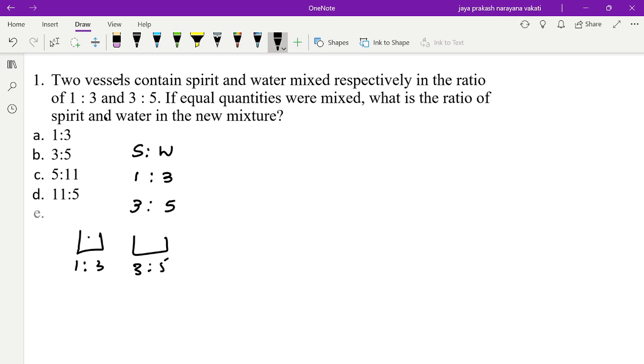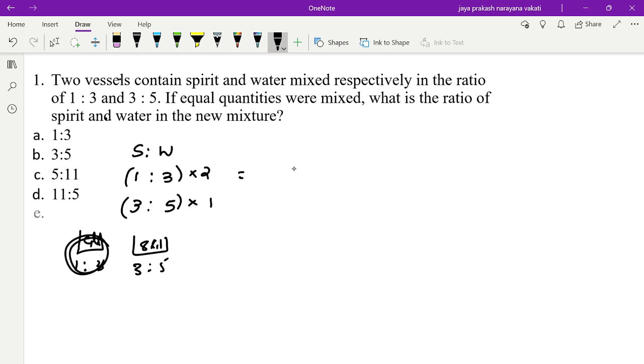So total parts of the first vessel is 4. Let us assume it is 4 liters. The second is 8 liters. So I'll make the first vessel also 8 liters. The reason is, 8 is a multiple of 4. So how I'll manipulate the ratio is, I'll multiply the first ratio with 2, and the second ratio I'm going to multiply with 1 itself. So that means total parts will be 4 into 2, 8, and this is 8 into 1, 8.